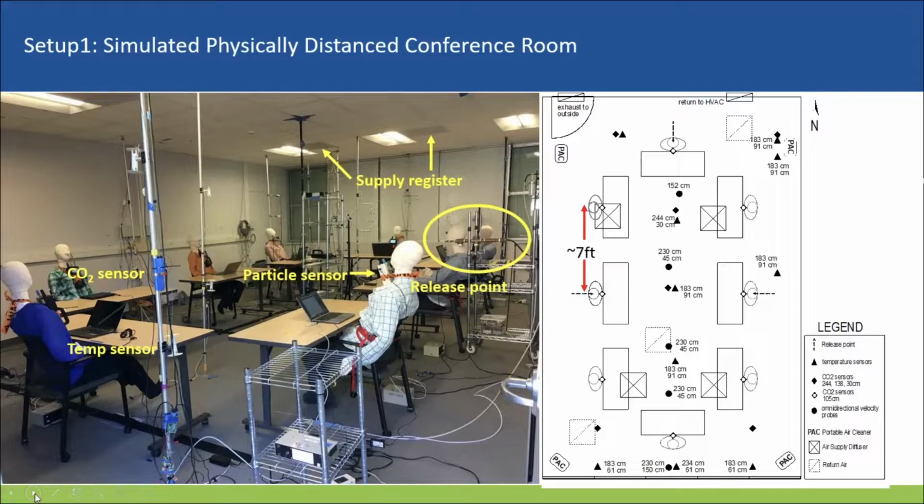We set this room up as a socially distanced conference room. Eight thermal mannequins were placed at separate desks, each about 7 feet apart. We have particle sensors and CO2 sensors near the breathing zone of each mannequin. On the left photo, we can see we have CO2 sensors and temperature sensors in each corner of the room, and we also have a particle sensor and a CO2 sensor at the breathing zone of each mannequin. Next slide.